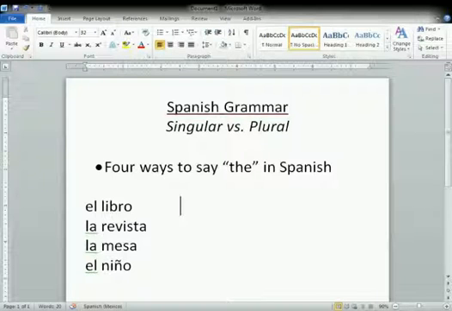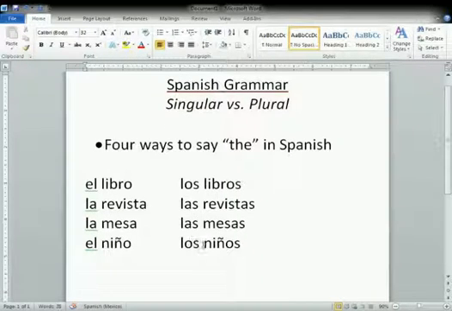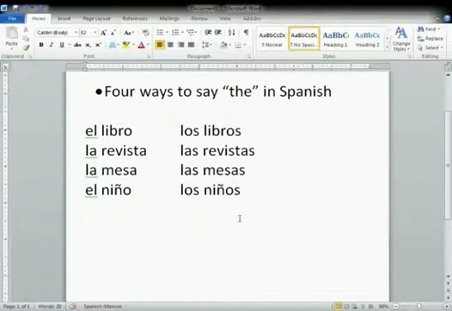Okay, this lesson concerns not figuring out what these words mean, but how do I change it if indeed I have more than one book? Los libros. La revista, las revistas. La mesa, las mesas. And el niño, los niños. Okay? We want to use examples to work backwards here and figure out what's really happening with the language.